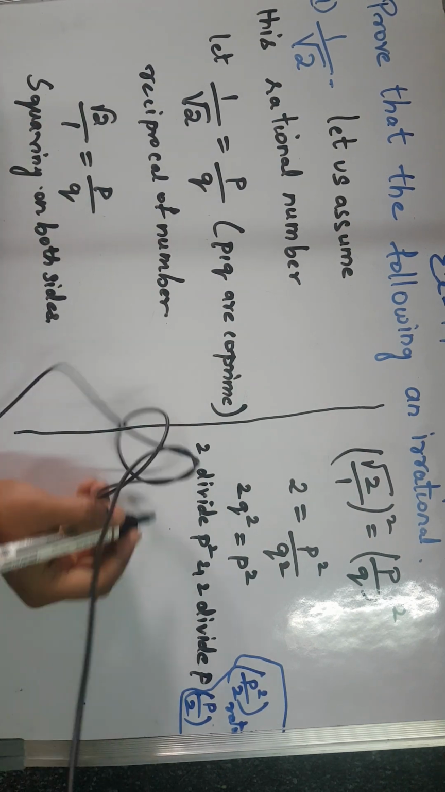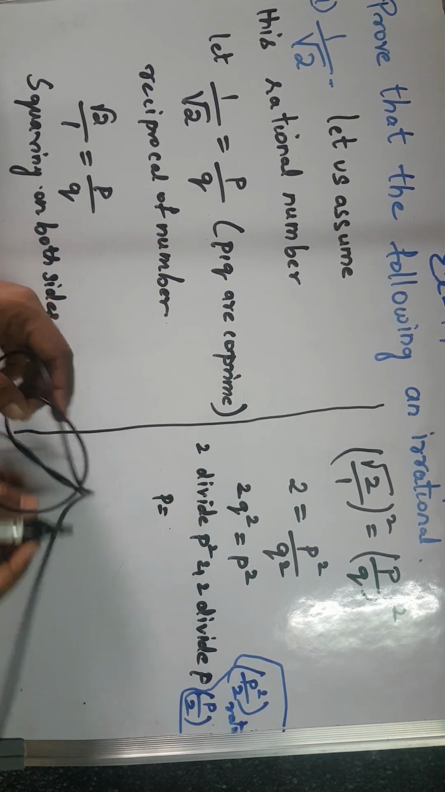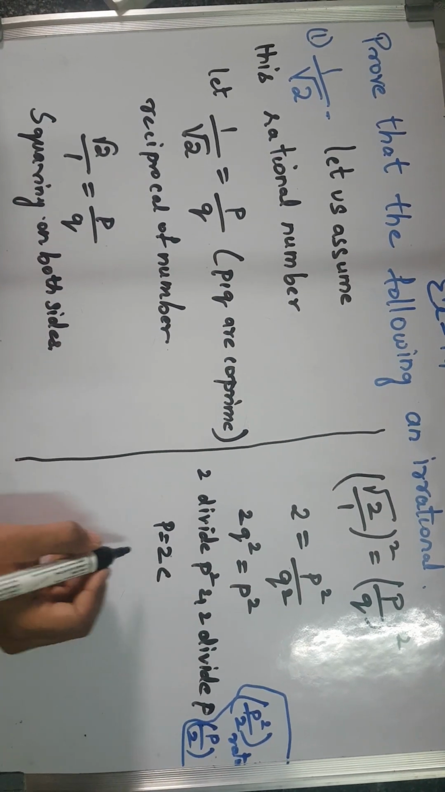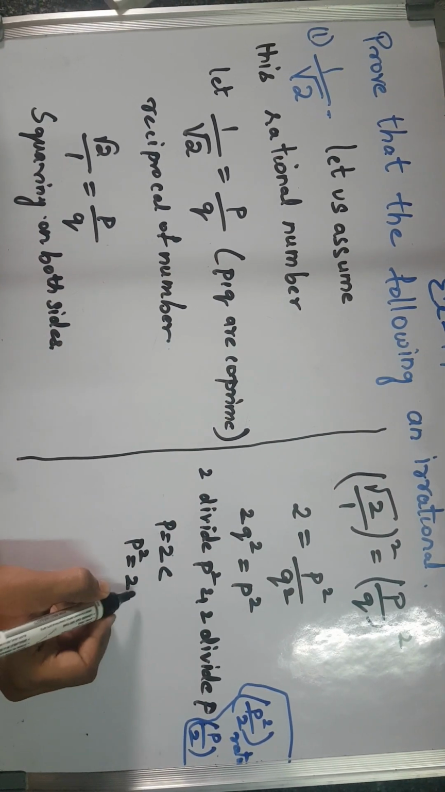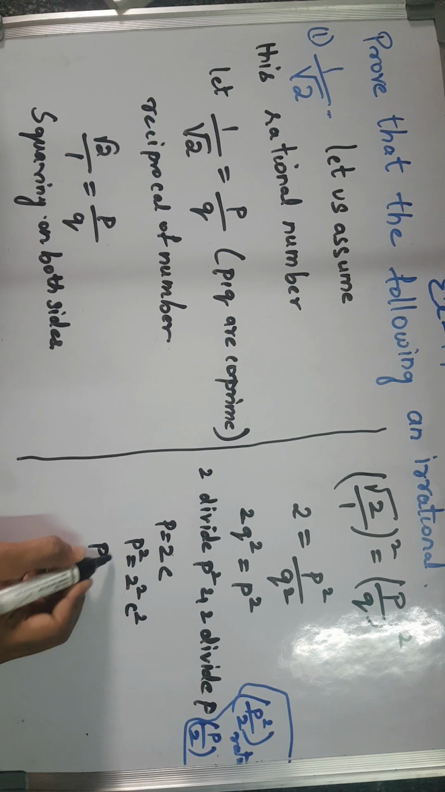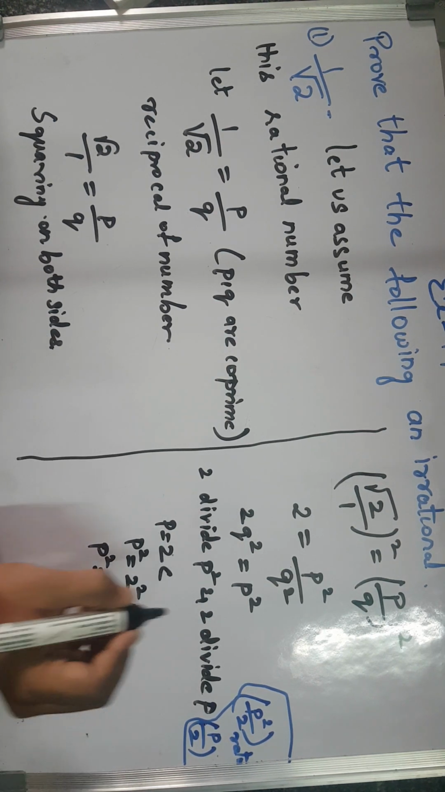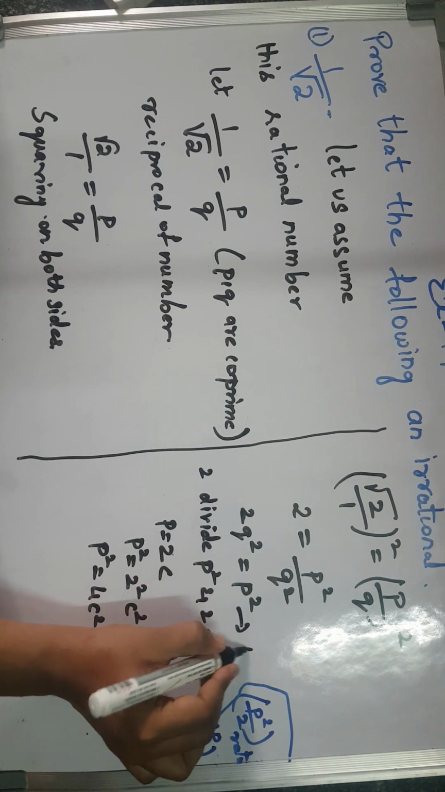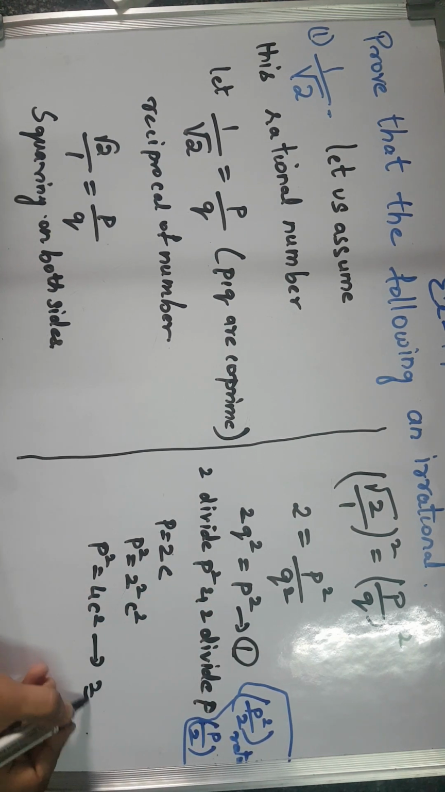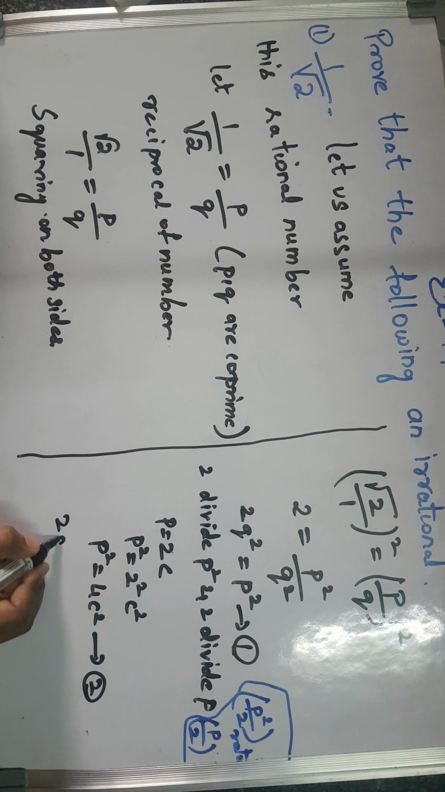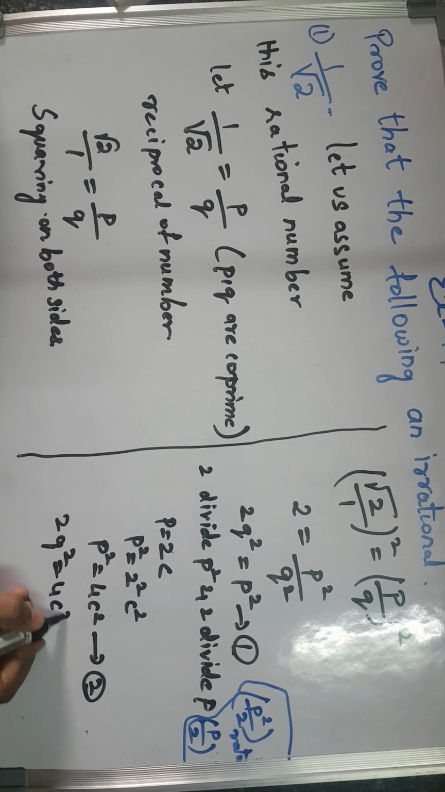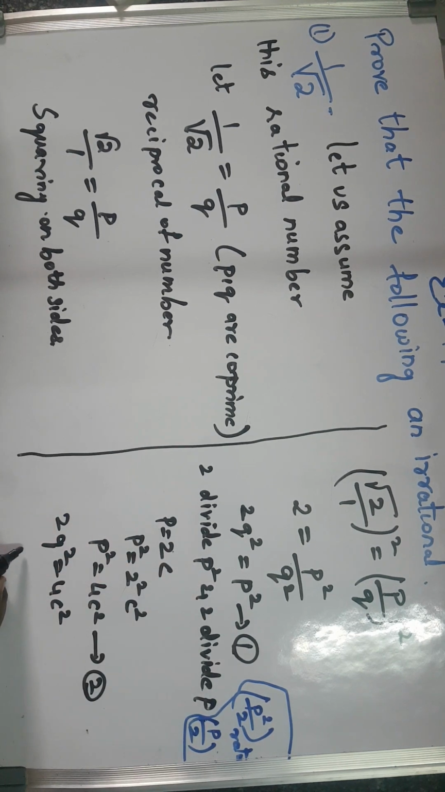Take p as 2c. What will be the value of p square? 2 square c square, p square equals 4c square. Put it in the value, take this as 1, take this as 2, then 2q square equals 4c square. Where p square value is 4c square, that 2q square is equal to 4c square.